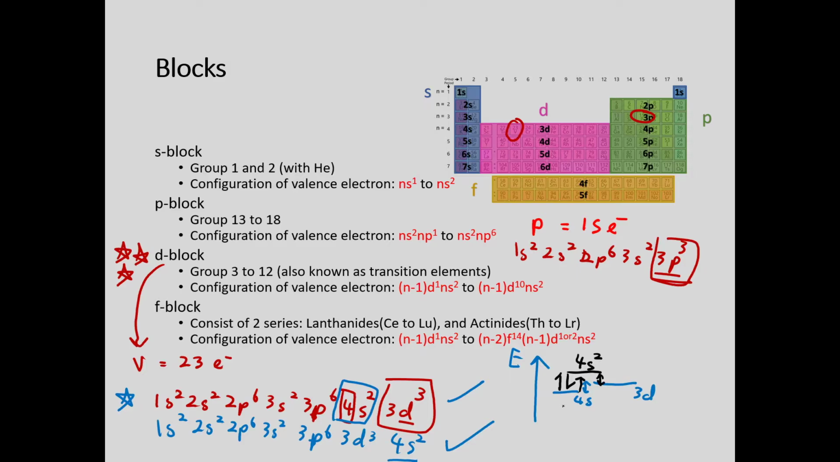fully filled. Okay, walaupun you guys some books akan tulis macam ni, remember cara nak tengok blocks is when kita isi huruf mana yang last kita isi. So kita isi dekat 3D, dia D block lah, dia D blocks. Sebab tu lah kalau you guys tengok, the configuration dia bentuk dia macam ni. Okay, maksudnya n minus 1 D10 sampai ns2.